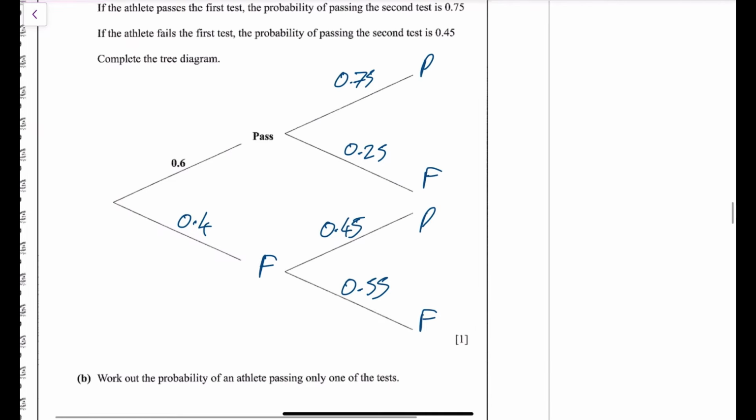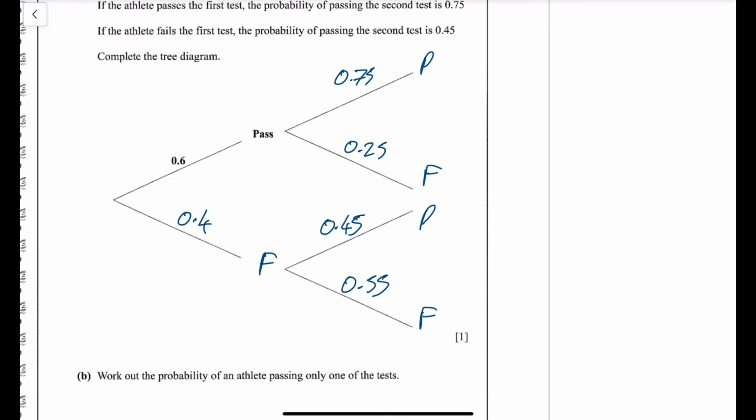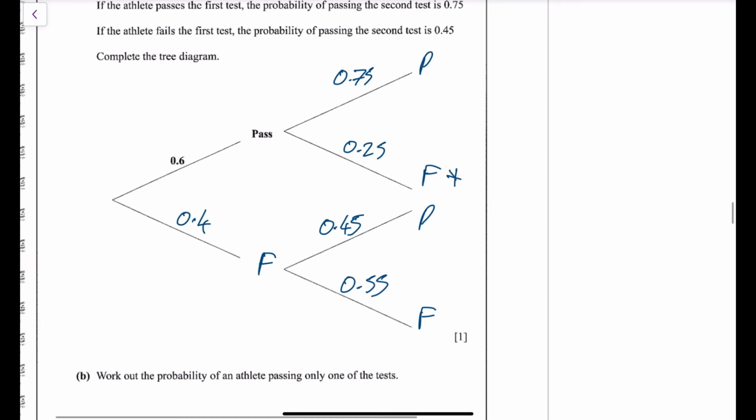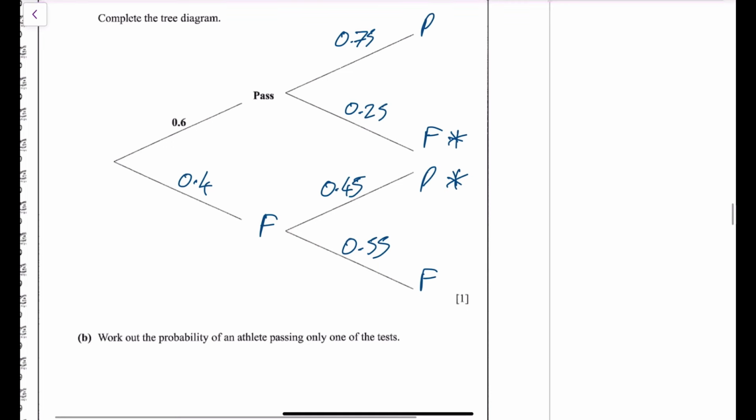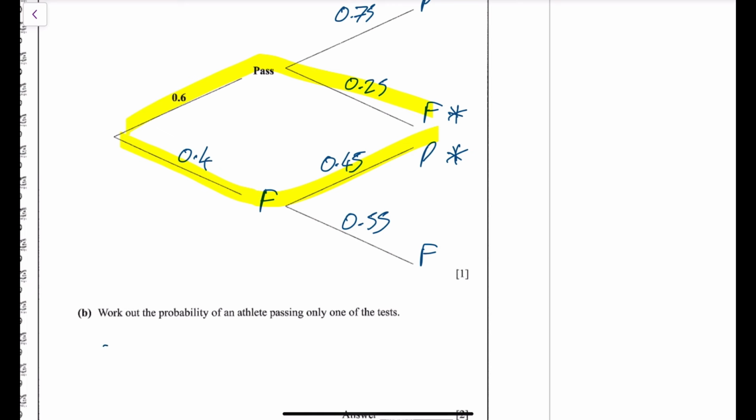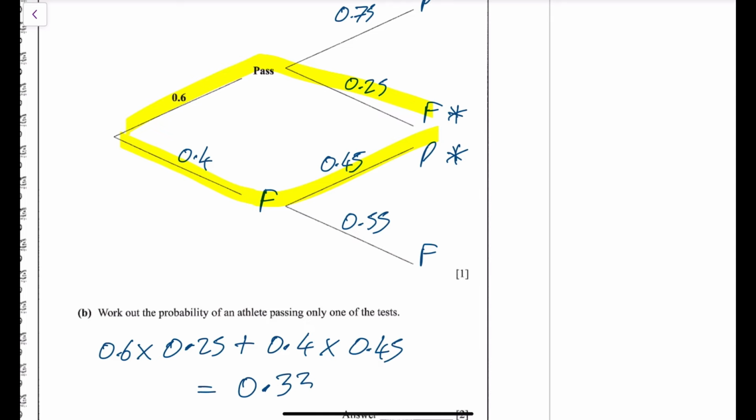Question says work out the probability of an athlete passing only 1 test. So I could pass the first and fail, or fail and then pass. So I'm looking for those 2 branches. That's what I'm looking for here. So it's just going to be 0.6 times, you multiply along the branches, 0.25, or, when you say or, you add 0.4 times 0.45, which works out to be 0.33. Okay.